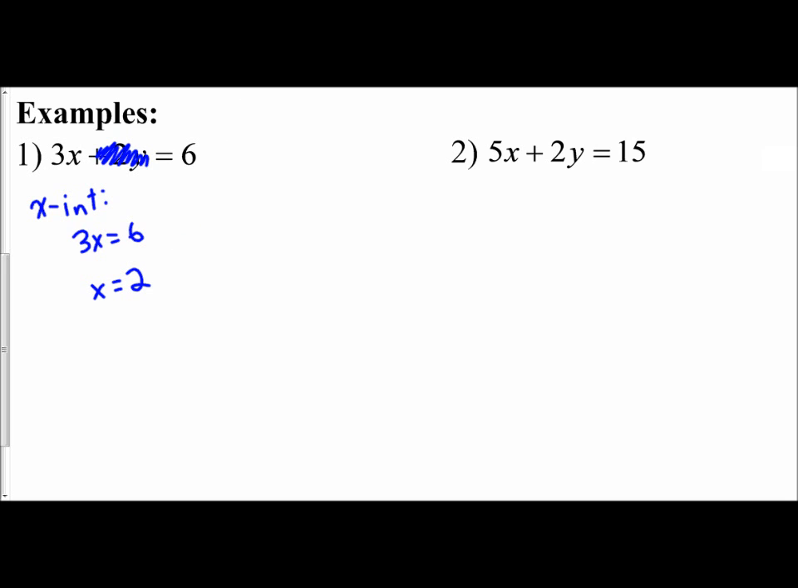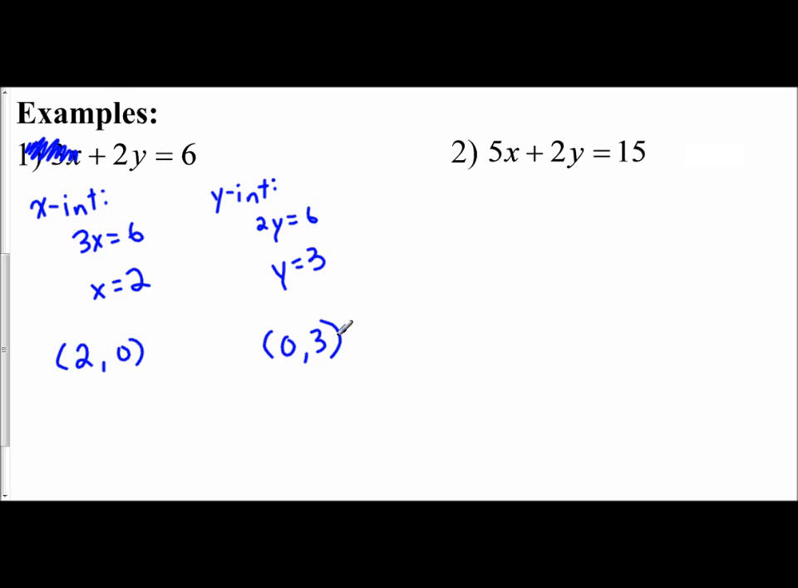To find the y-intercept, I cover up the x, I get 2y equals 6, divide by 2, y is 3. Remember, when you deal with coordinates, your x-intercept of 2 is actually the coordinate 2, 0. Your y-intercept of 3 is actually the coordinate 0, 3.